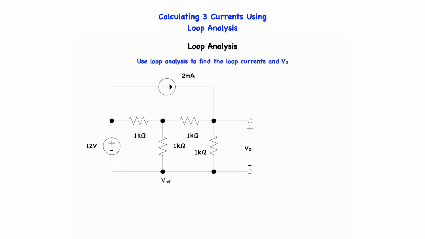In this problem, we are going to use loop analysis to find the loop currents and the voltage V0. The network contains three current loops, and therefore three linearly independent loop equations will be required to determine the unknown currents and voltages. To begin, we arbitrarily assign the loop currents, as shown, I1, I2, and I3.